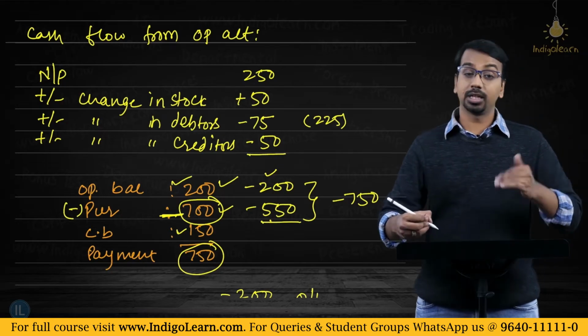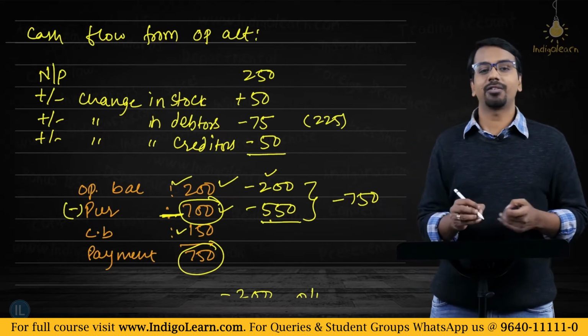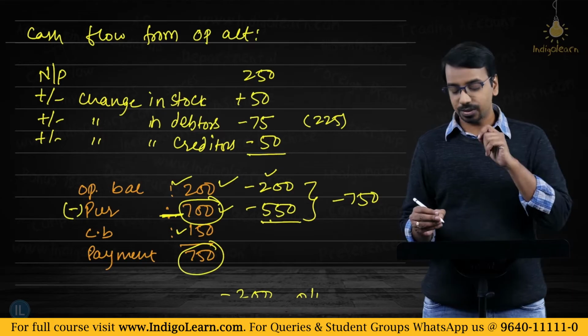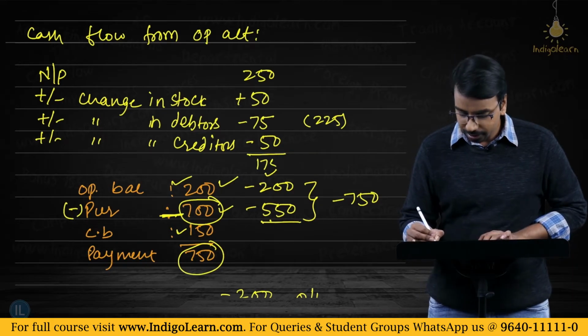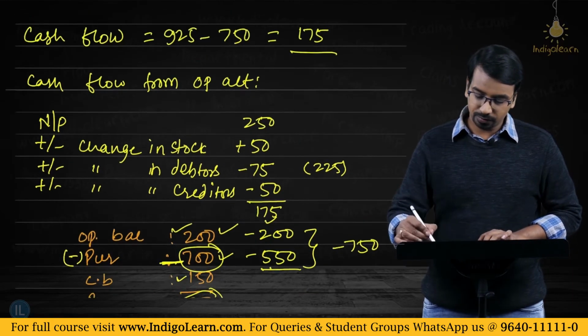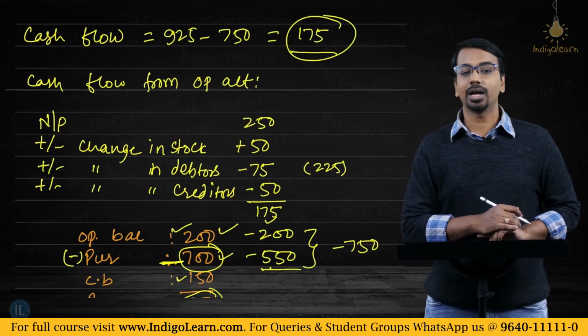So 250 plus 50, 300. 300 minus 75, 225. 225 minus 50, 175. Is this the cash flow we found out? Yes, 175 is the cash flow we have arrived at.